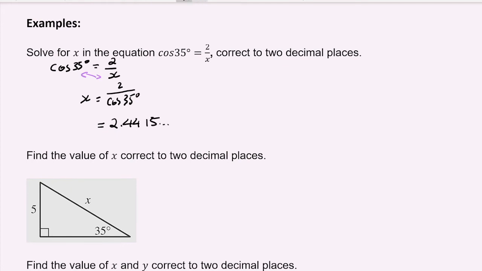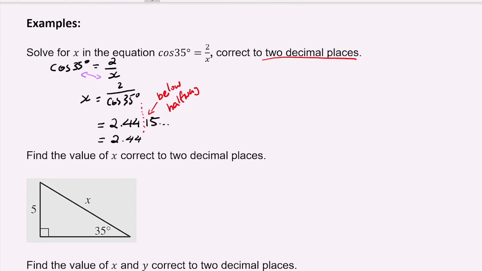We actually want 2 decimal places once again, so I cut it off at the second decimal place. The next number along is below halfway. So our final answer will be 2.44, because that 4 gets to stay the same. That's all we have to do. When you're solving for the denominator, just switch the places.